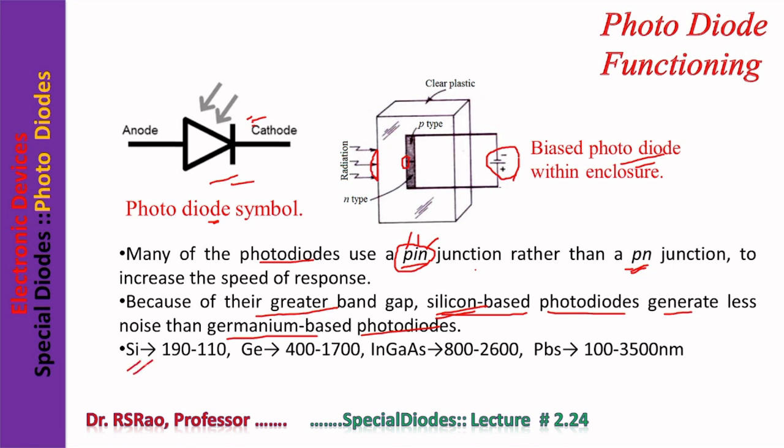In case of silicon, light with the wavelength range 190 to 1100 nanometers. For germanium, it is 400 to 1700 nanometers. Indium gallium arsenide, for this material, it is 800 to 2600 nanometers. Lead sulfide, it is 1000 to 3500 nanometers. These are wavelength ranges of the incident light for the functioning of photodiodes.